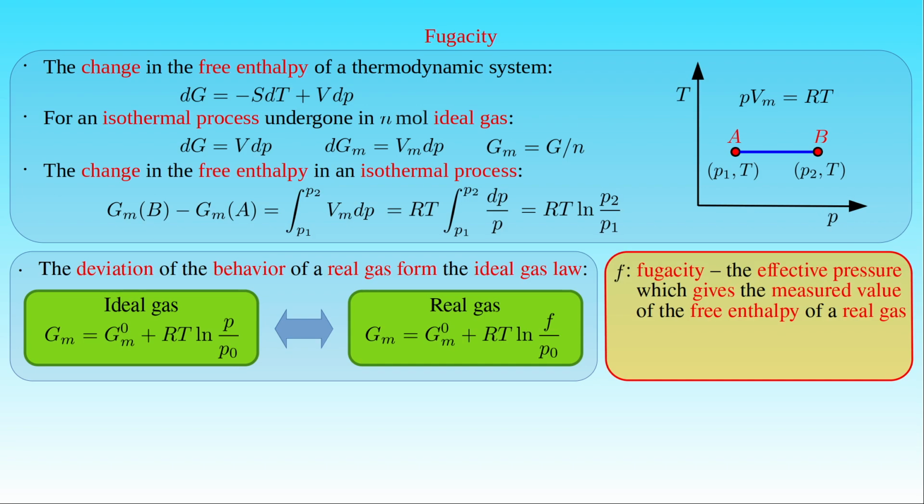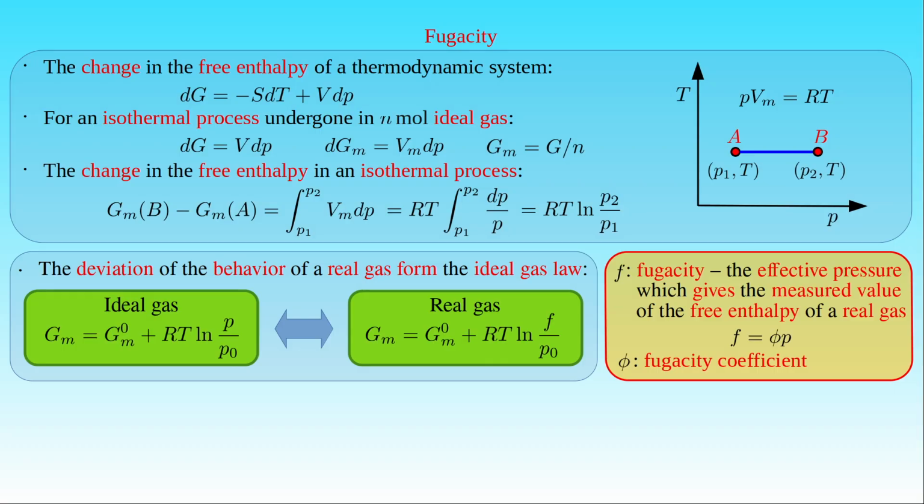We note that fugacity can also be introduced by using the chemical potential of the gas instead of its molar free enthalpy, since the multiplication factor between them is just the Avogadro constant. The relation between the effective pressure F and the measured pressure P is described by the formula stating that the fugacity F is equal to the product of a fudge factor phi and the pressure P. The multiplication factor phi is called the fugacity coefficient, and it is a function of the state variables of the gas.